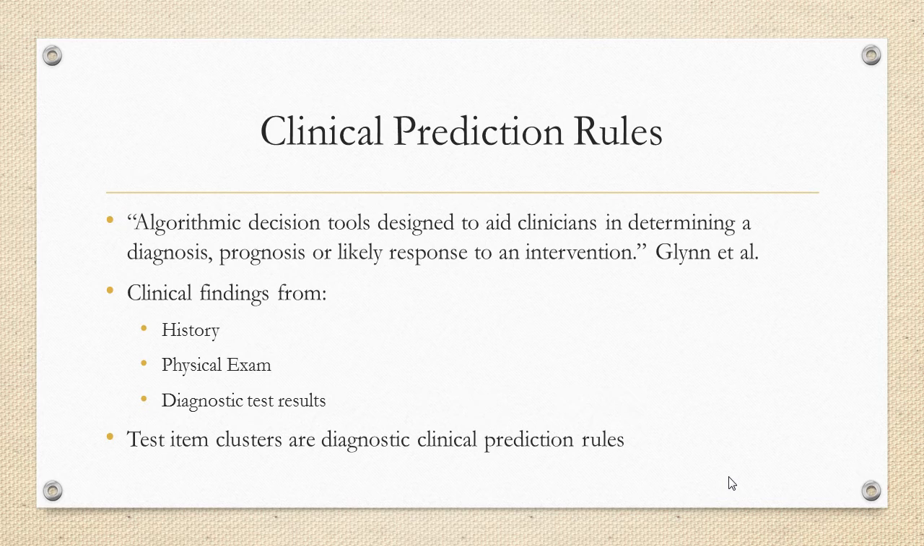Clinical prediction rules are certainly the hot buzzword of the day within our professions. They are algorithmic decision tools designed to aid us in determining diagnosis, prognosis, or a particular response to an intervention. They often take findings from the history, the physical exam, and diagnostic test results. Test item clusters are also diagnostic clinical prediction rules.